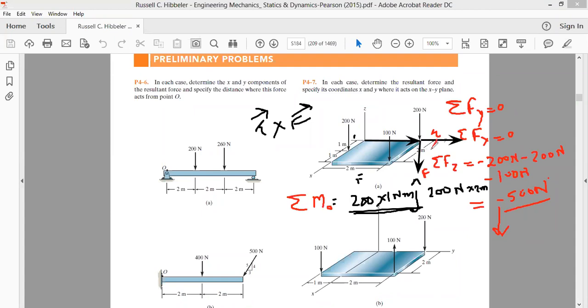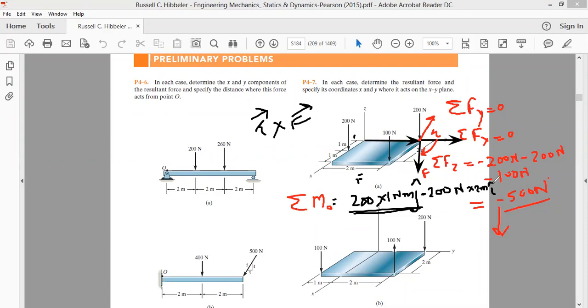Move from r to f through the smallest angle and curl your fingers. The direction of the thumb will be in the minus x-axis direction. Therefore, you will write this moment is minus i cap.